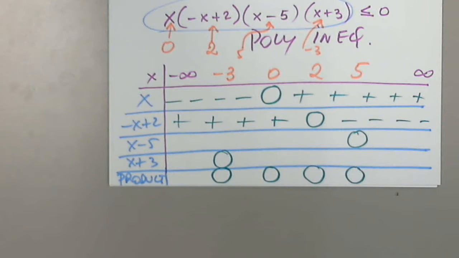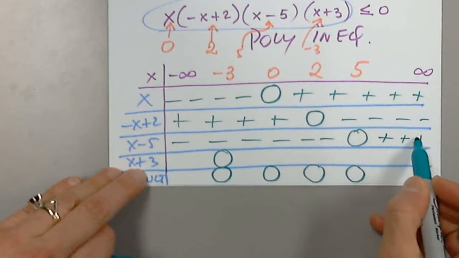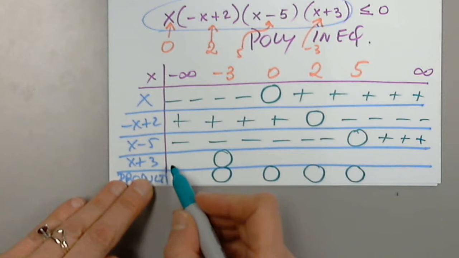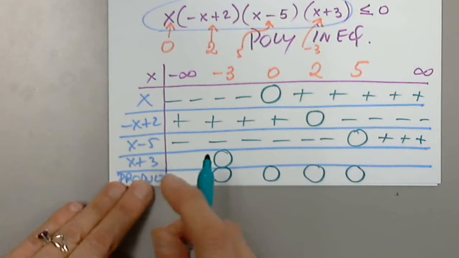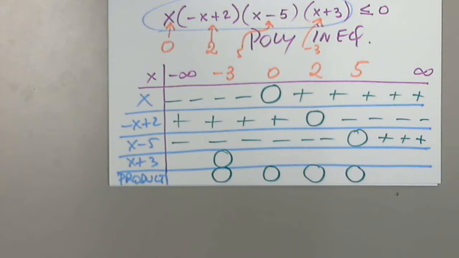x minus 5. Is it number 1 or is it number 2? For x plus 3. Yes, because it's a positive leading coefficient. It has to look like this, right? We know that from polynomials, right?